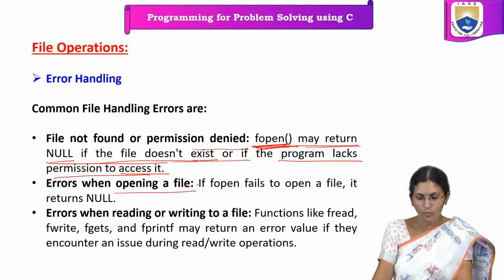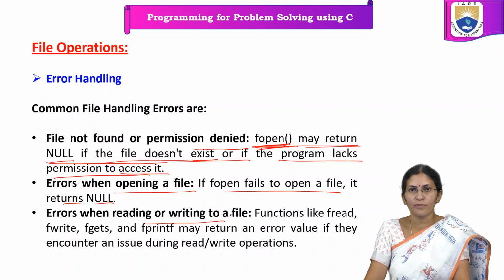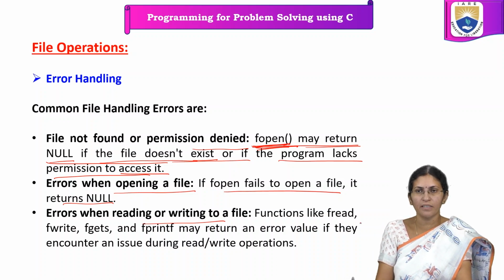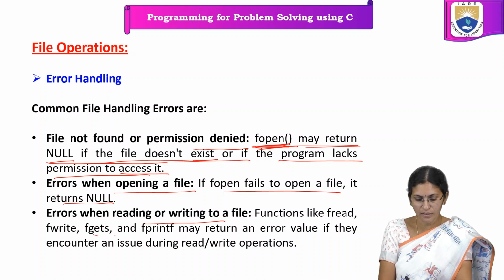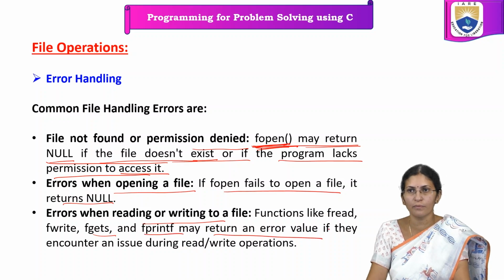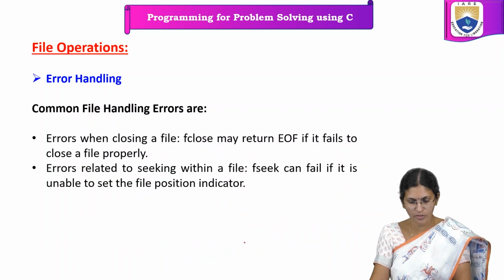Next, errors when opening a file. If fopen fails to open a file, it returns null. Next, errors when reading or writing to a file. Functions like fread, fwrite, fgets, fprintf are the different functions used to perform read or write operations. These may return an error value if they encounter an issue during read or write operations.